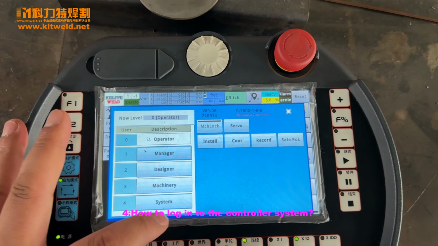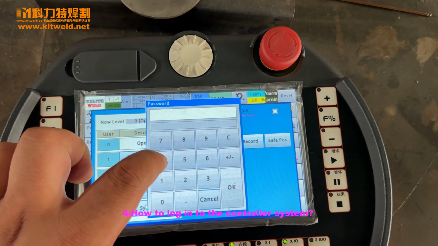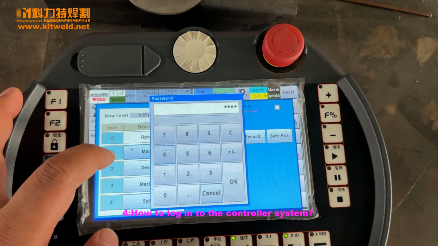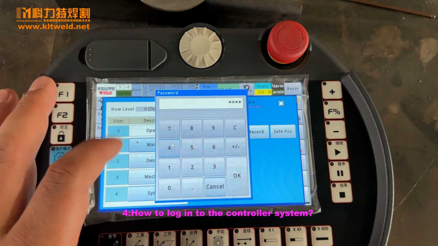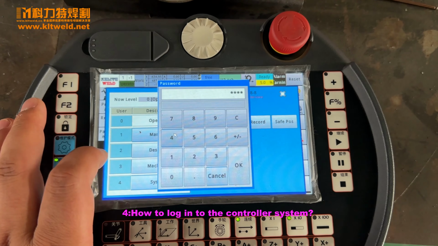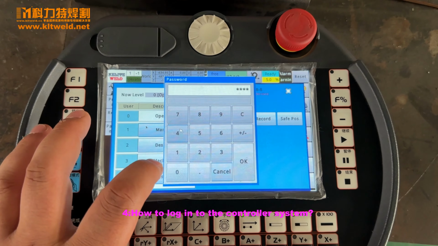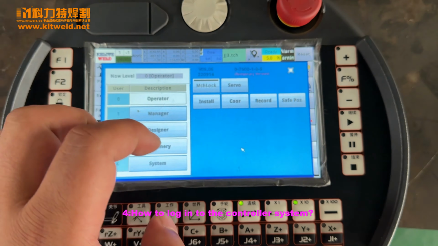Then we choose the system. For system, the password is 44 1 2 3 4. Here is 1. Its password is 111141. Here is design, 222242. Here is 3, 333. 4 is 44. Please press OK.